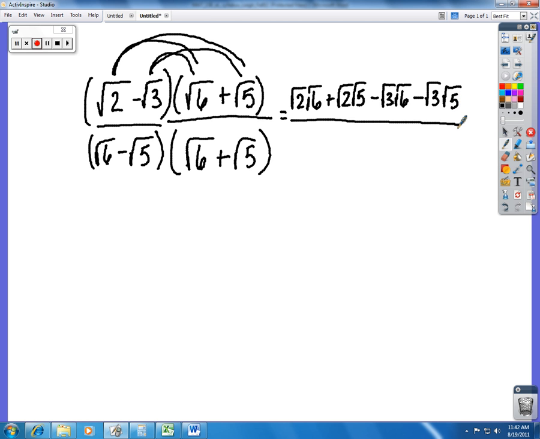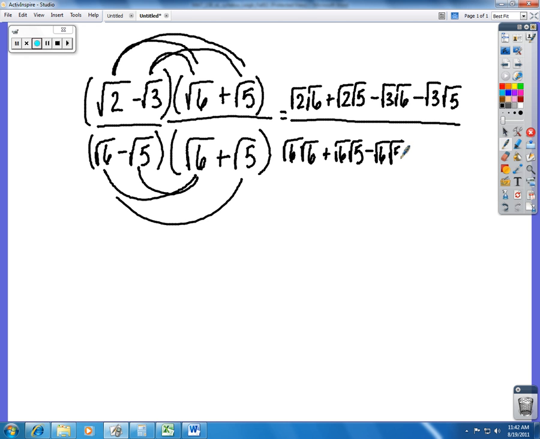Okay. So now we're going to do the same thing on the bottom. We've got the square root of 6 times the square root of 6, which, as you should know by now, will give us 6 when we're done. And we've got the square root of 6 times a positive 5. So we've got plus root 6 times root 5. And then inner, we've got another root 6 times root 5, but this time it's negative. And then we've got a negative square root of 5 times positive square root of 5. That will give us negative square root of 5 times square root of 5.